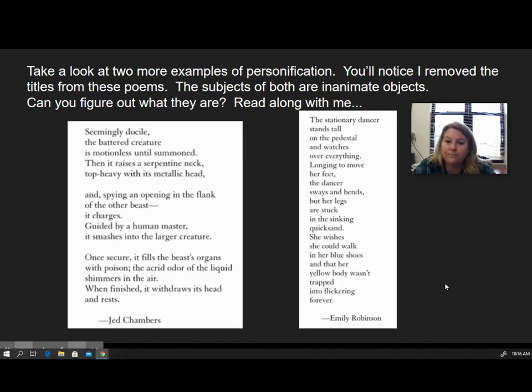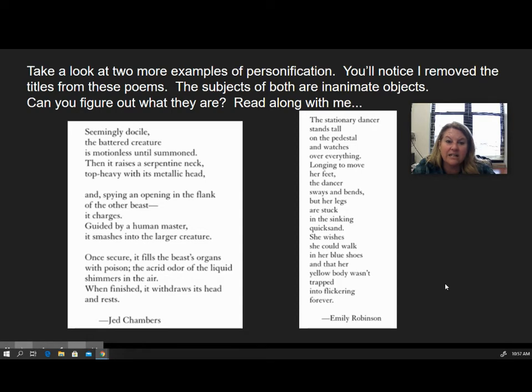Read along with me. Seemingly docile, the battered creature is motionless until summoned. Then it raises a serpentine neck, top-heavy with its metallic head, and spying an opening in the flank of the other beast, it charges. Guided by a human master, it smashes into the larger creature. Once secure, it fills the beast's organs with poison. The acrid odor of the liquid shimmers in the air. When finished, it withdraws its head and rests.